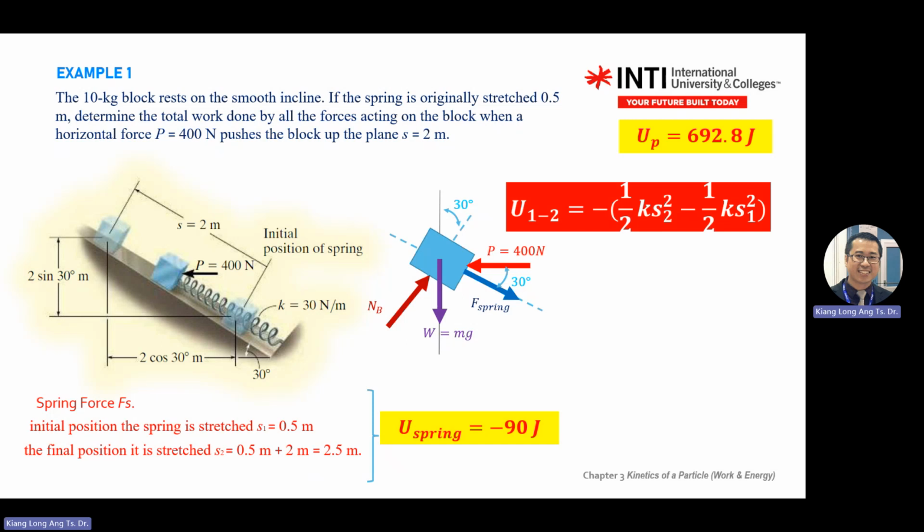Then you put in the formula for the spring. Work done by the spring equals negative bracket half kx square minus half kx square, position 2 minus position 1. We substitute the value. S2 is 2.5, S1 is 0.5.